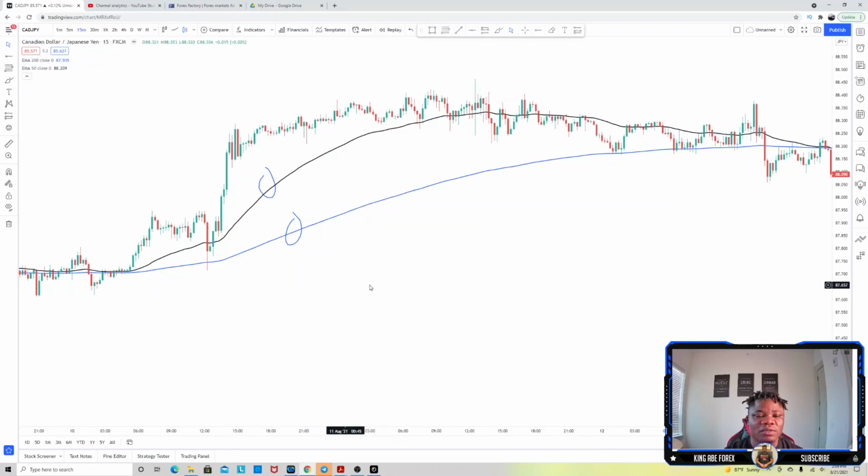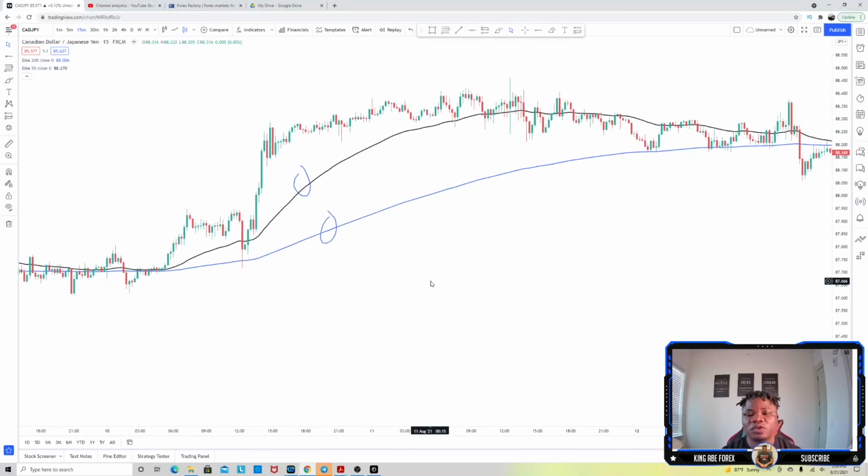Now to use this strategy, there are some rules that we need to follow. When we're looking for a buy trade, we need price to be above the 50 and above the 200 EMA, and we need them to be heading towards the same direction. And when we're trying to get in for a sell trade, we need price to be below the two EMAs, and also we need them to be heading the same direction.